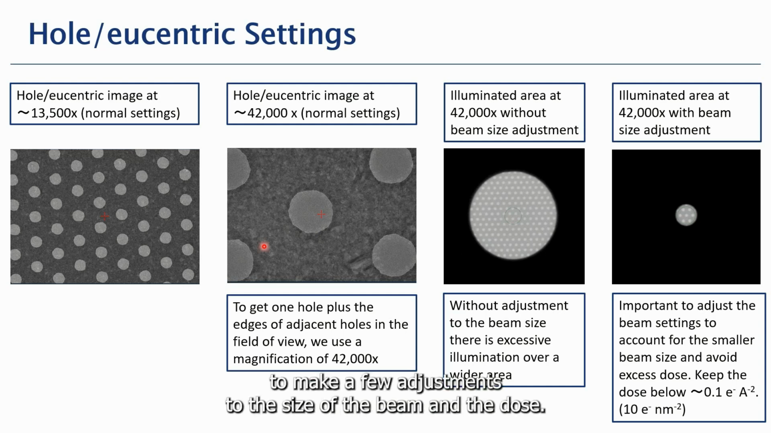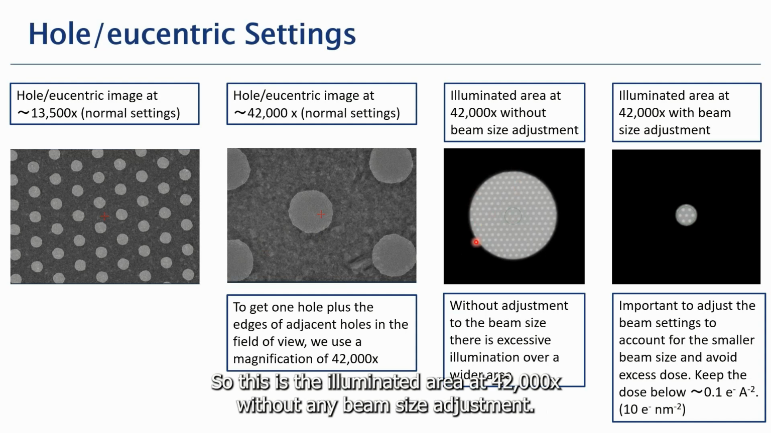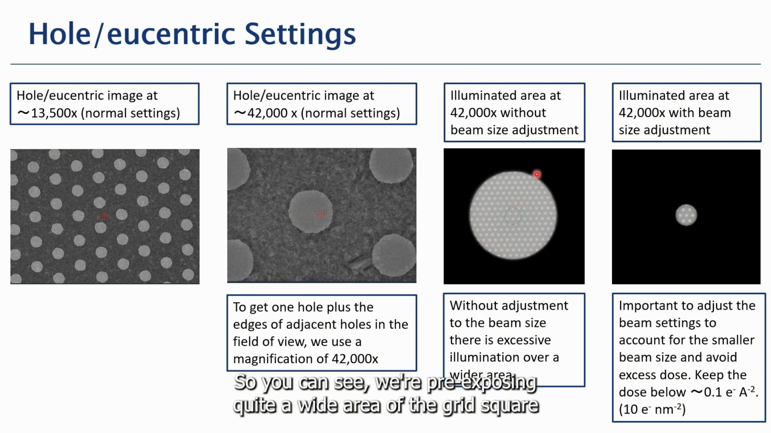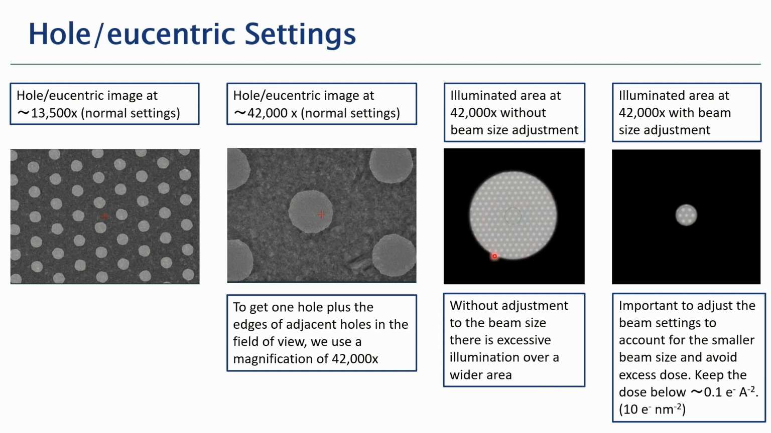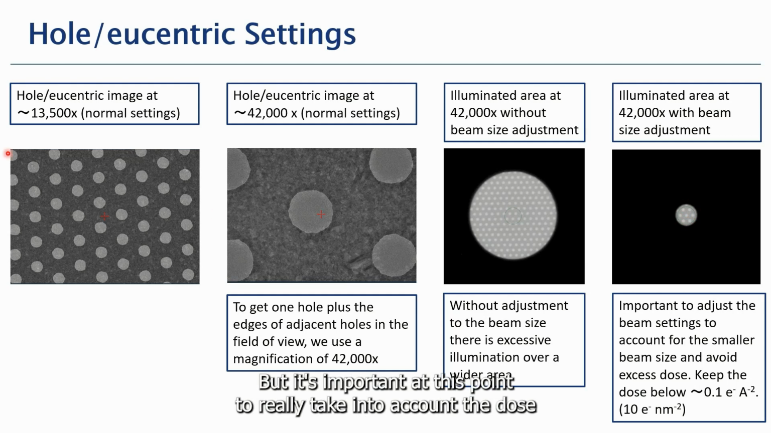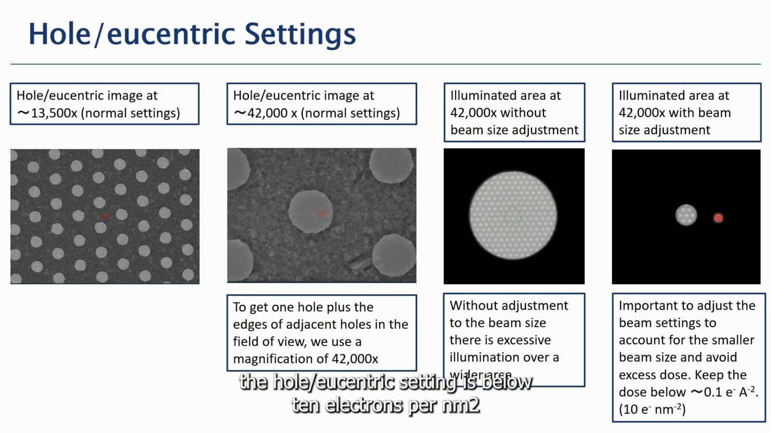It's important here to make a few adjustments to the size of the beam and the dose. So this is the illuminated area at 42,000 without any beam size adjustment. So you can see we're pre-exposing quite a wide area of the grid square, which we don't want to do. So we suggest making the beam smaller, so you're only imaging the area that you need. But it's important at this point to really take into account the dose and measure the dose. So we would suggest that you make sure your dose on the hole-eccentric setting is below 10 electrons per nanometer squared to avoid overexposing your sample too much.